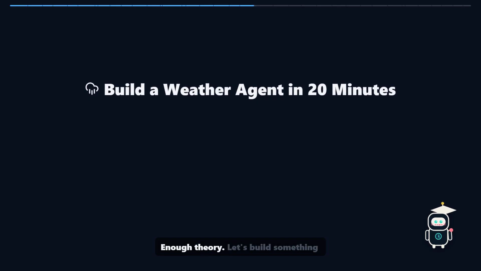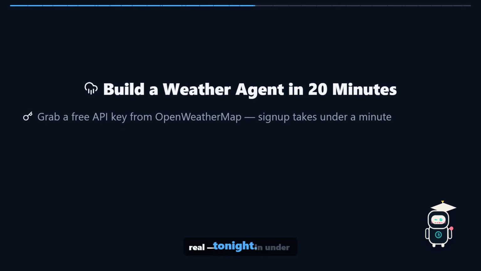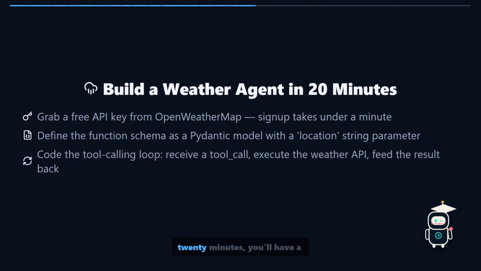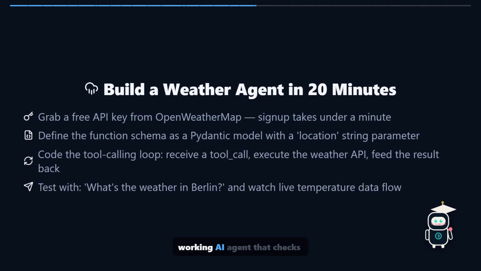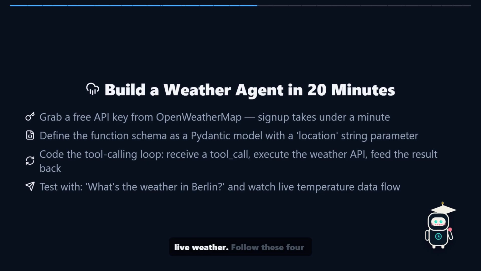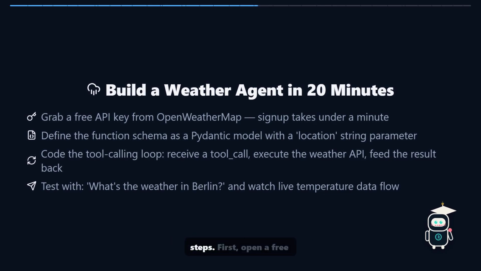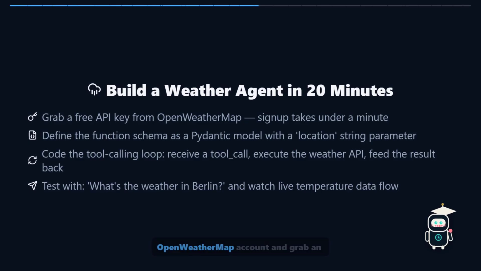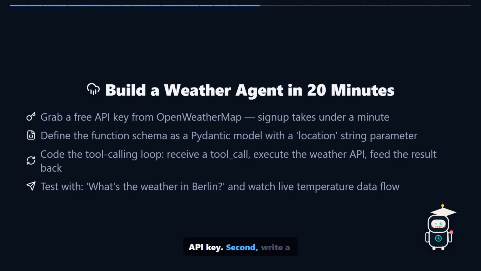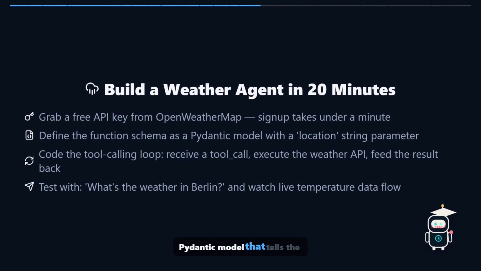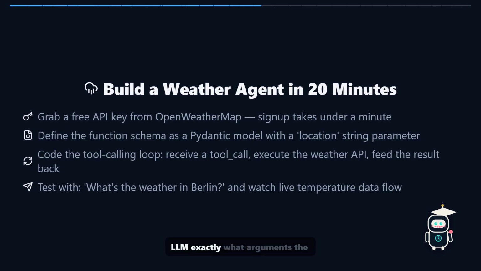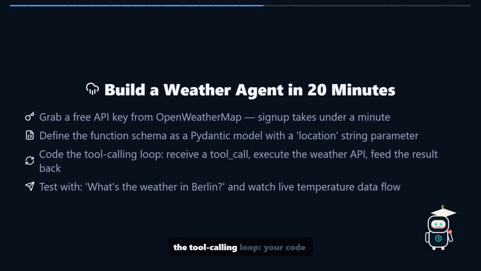Enough theory. Let's build something real. Tonight, in under 20 minutes, you'll have a working AI agent that checks live weather. Follow these 4 steps. First, open a free OpenWeatherMap account and grab an API key. Second, write a Pydantic model that tells the LLM exactly what arguments the weather function expects. Third, implement the tool calling loop.